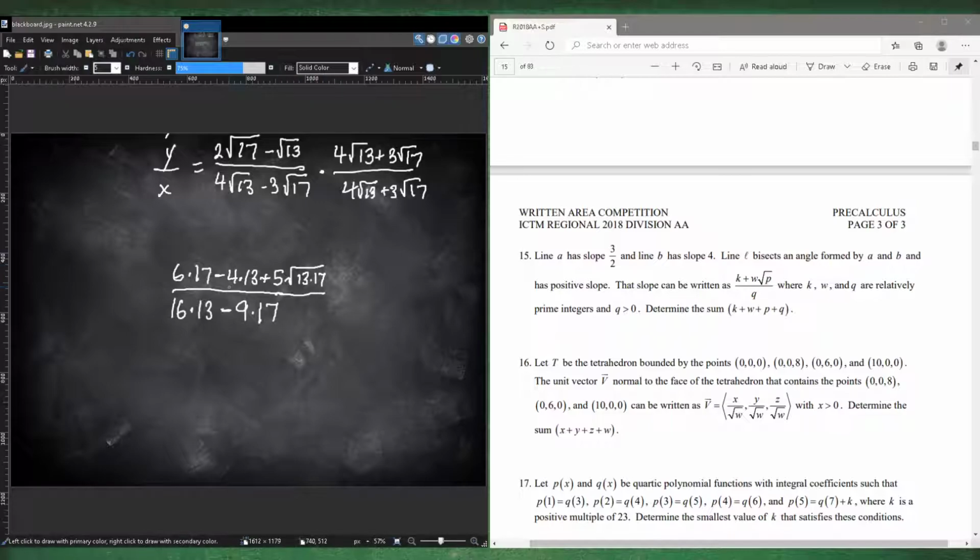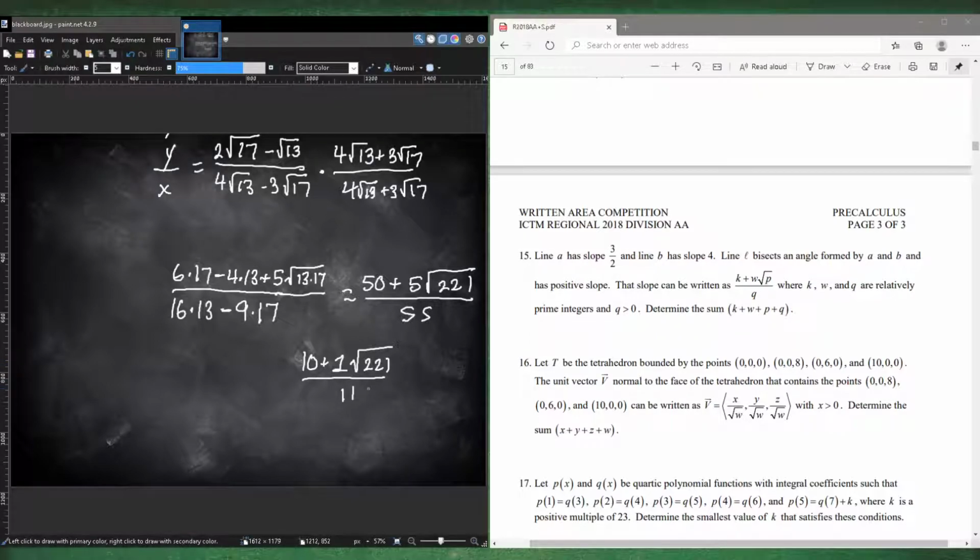And now we could just use our calculator to simplify. So 6 times 17 minus 4 times 13, and we get 50, plus 5 square root of 13 times 17, which is 221, over 16 times 13 minus 9 times 17, which is 55. And then we could divide 5 from the numerator and denominator to get 10 plus square root 221 over 11. Since we need a coefficient in front, we just put a 1. So 10 plus 1 square root 221 divided by 11. So now we see our four coefficients, so add them up.